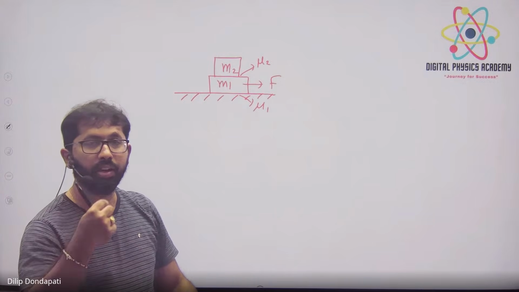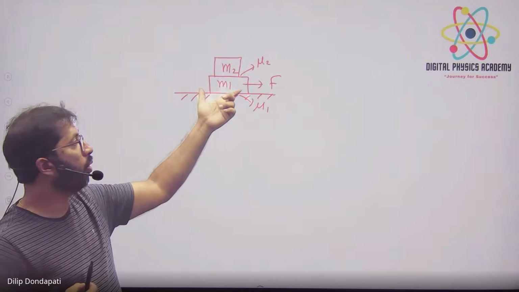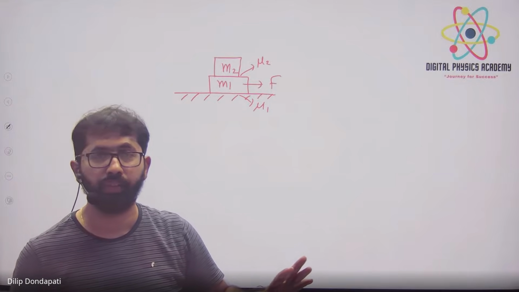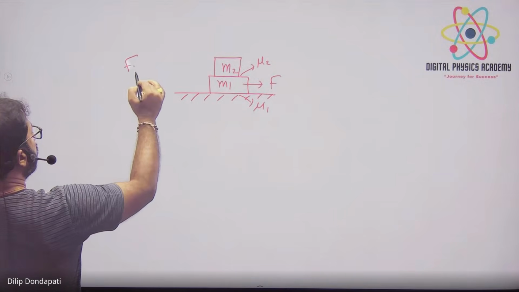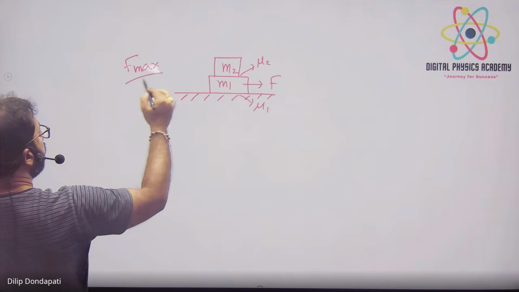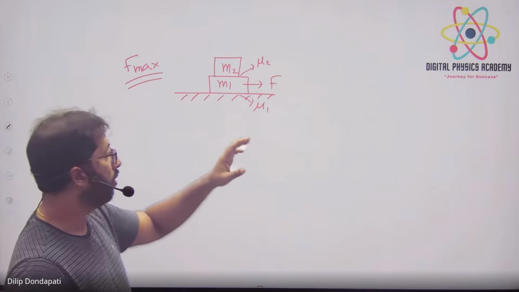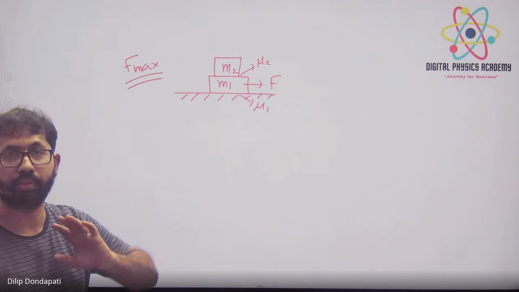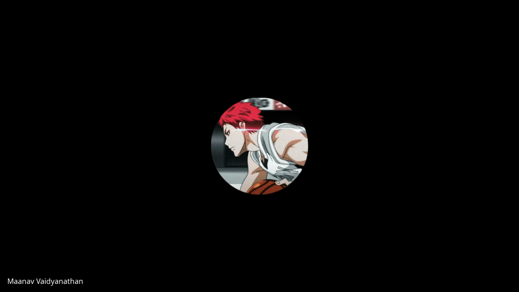That means our intention is to calculate the maximum force with which I have to pull so that both blocks will move with the same acceleration. That is the question. Our intention is to find the maximum force, such that both blocks move with the same acceleration. Question understood? Yes, sir, understood.